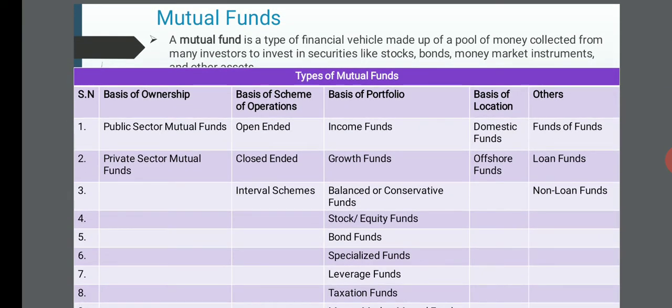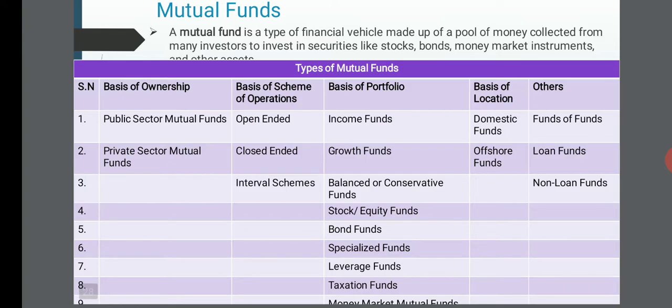A mutual fund is a type of financial vehicle made up of a pool of money collected from many investors to invest in securities like stocks, bonds, money market instruments, and other assets. Types of mutual funds are public sector mutual funds and private sector mutual funds on the basis of ownership. When 51% ownership of the mutual fund is held by a government body, it is a public sector fund, and when it is held by a private body, it is a private sector fund.